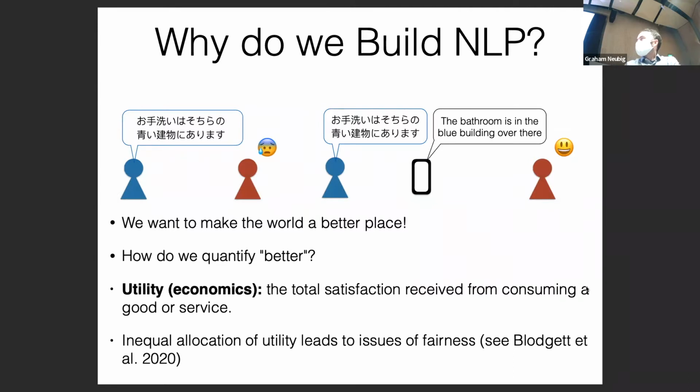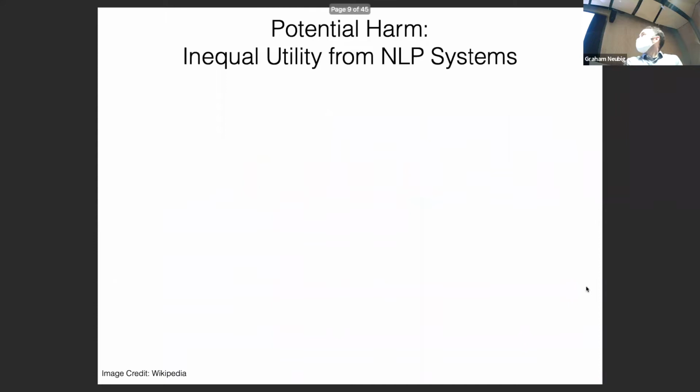One problem is that our systems don't work equally well for everybody, or they may influence people in disparate ways. Because of this, we get an unequal allocation of utility and unfairness in our systems. There are a lot of different ways that this could cause problems for people who are using an NLP system, and I've just listed a few of them here.